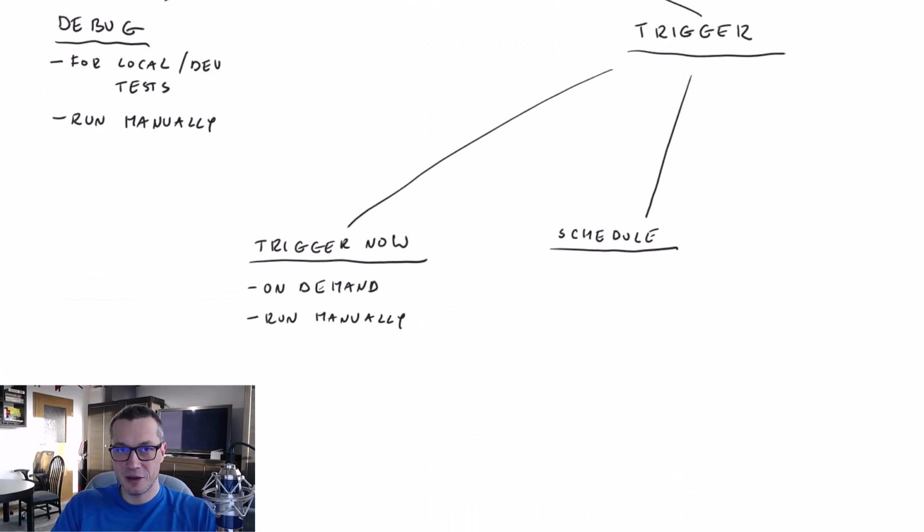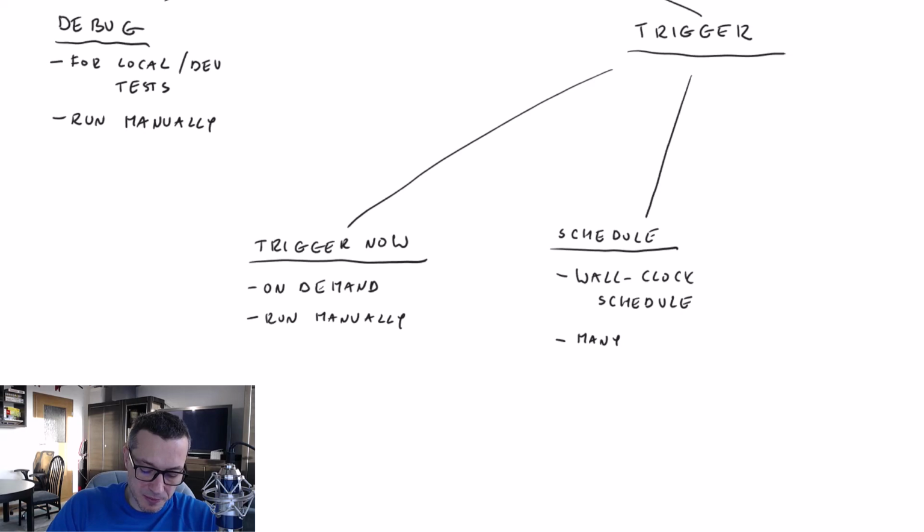So actually, let's write all of this down. A schedule trigger is simply a wall clock schedule, where we define when or how often we want our trigger to be executed. Secondly, it is a many-to-many relationship, which simply means that we can configure it in this way.